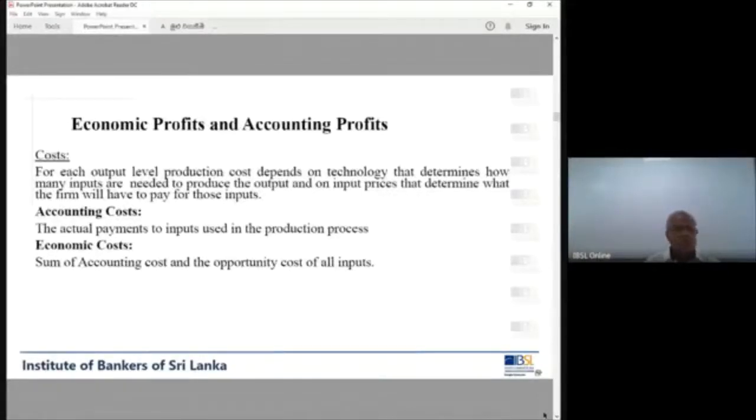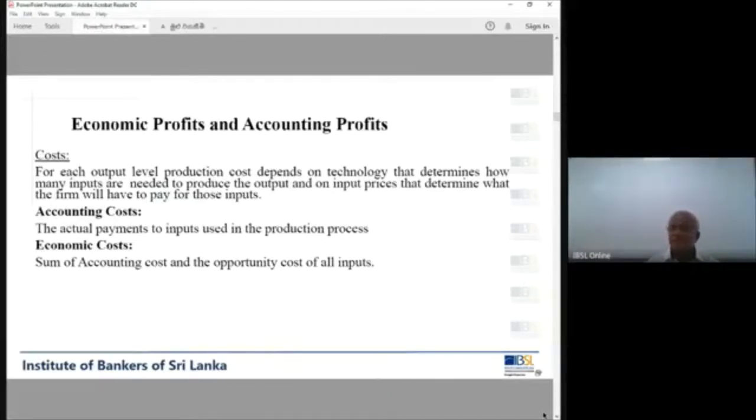For each output level, production cost depends generally on technology. What kind of technology? That determines how many inputs are needed to produce the output, the labor-capital ratio. And input prices: the number of workers, number of computers, the price of labor, the price or rental of a computer. The cost of production depends on all these things, technology and input prices.